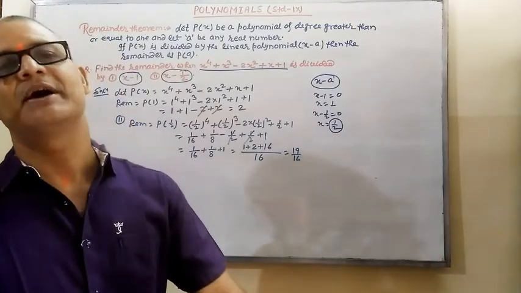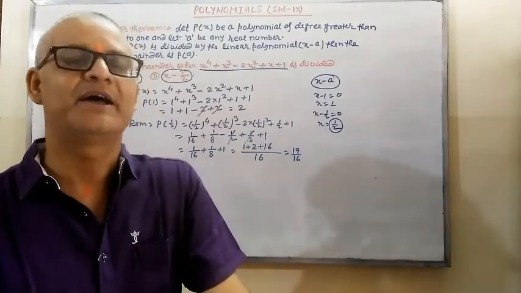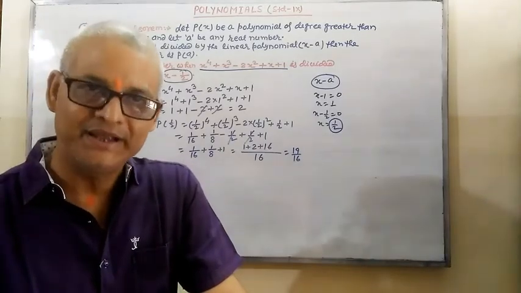Whatever the value of x you will get, that is the value of a. Find out p(a), that will be the remainder.